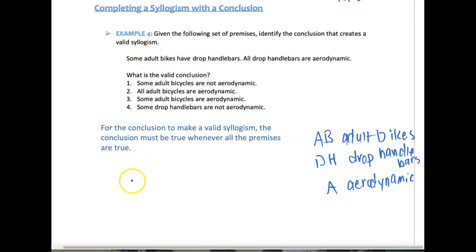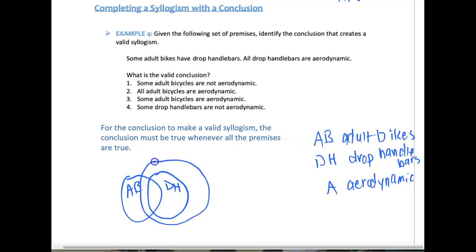So some adult bikes have drop handlebars. That means that your adult bikes circle and your drop handlebars circle must have some overlap, right? These are the adult bikes with drop handlebars. Further, it needs to be true that all drop handlebars are aerodynamic. So that means your drop handlebar circle must be completely inside this aerodynamic circle.